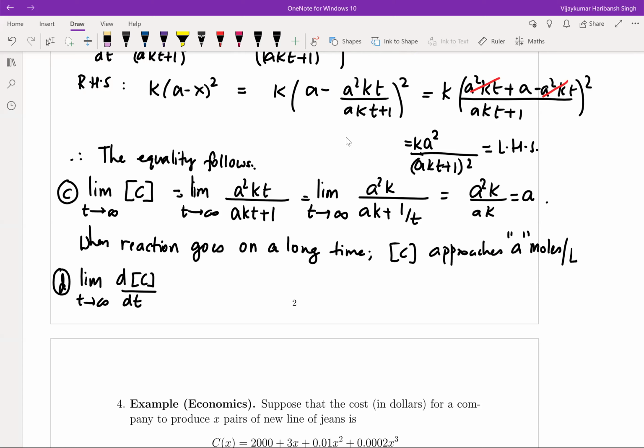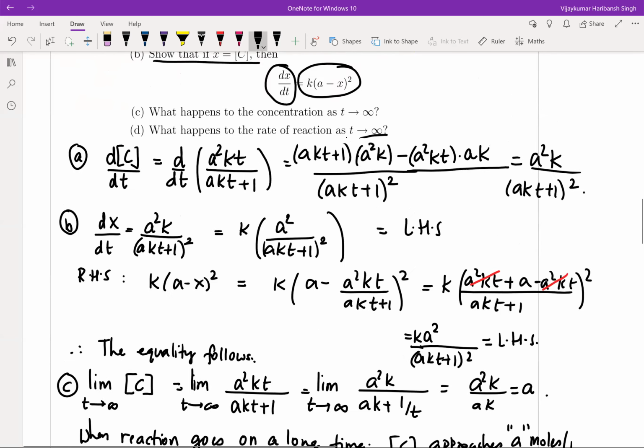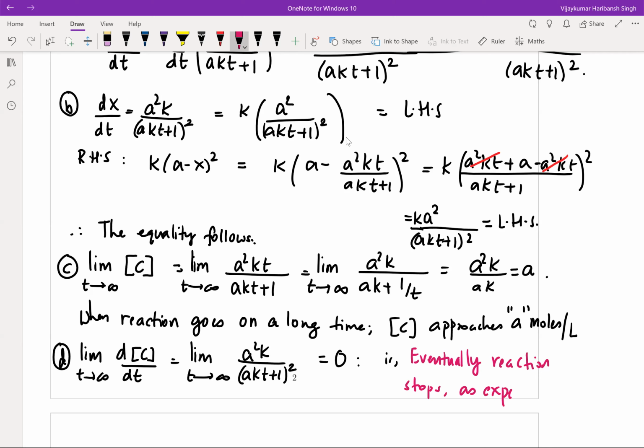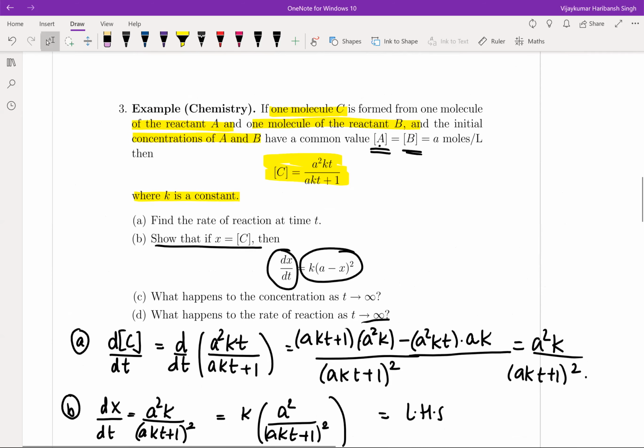So let's see if that's indeed the case. The limit as t goes to infinity of dC by dt. We already found an expression for it. So we have a square k upon akt plus 1, the whole square. And now as you see, as t goes to infinity, the numerator is fixed, but the denominator is getting bigger and bigger. So it goes to 0. So eventually the reaction stops, as expected. So this is an application of rate of change in chemistry.